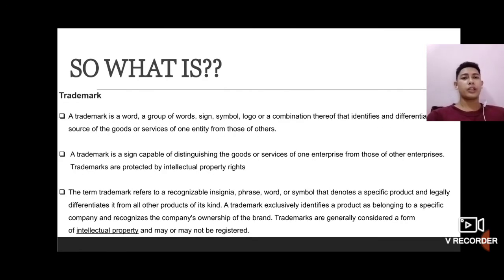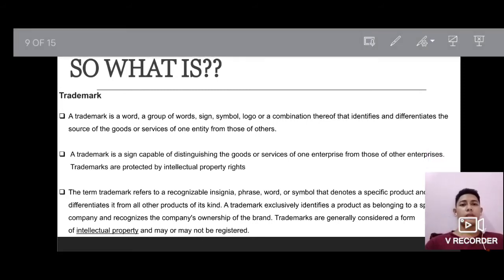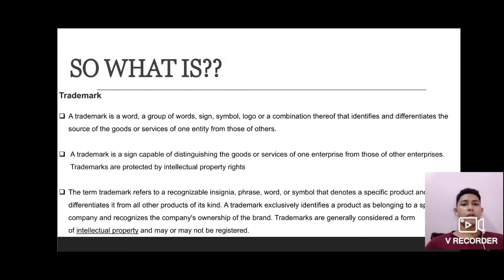So what is a trademark? A trademark is a word or a group of words, sign, symbol, logo, or combination thereof that identifies and differentiates the source of the goods or services of one entity from those of another. A trademark is a sign capable of distinguishing the goods or services of one enterprise from those of another enterprise. Trademarks are protected by intellectual property rights.